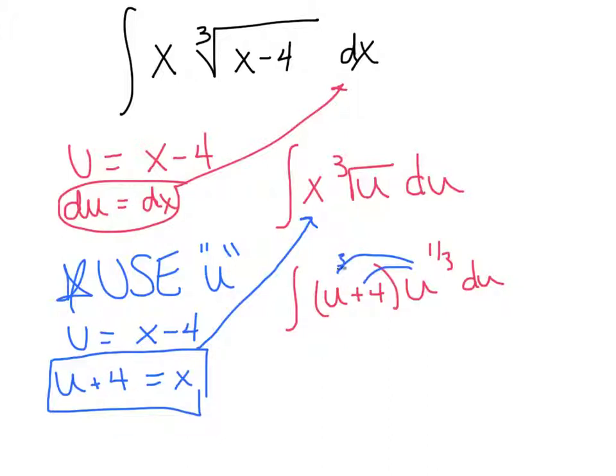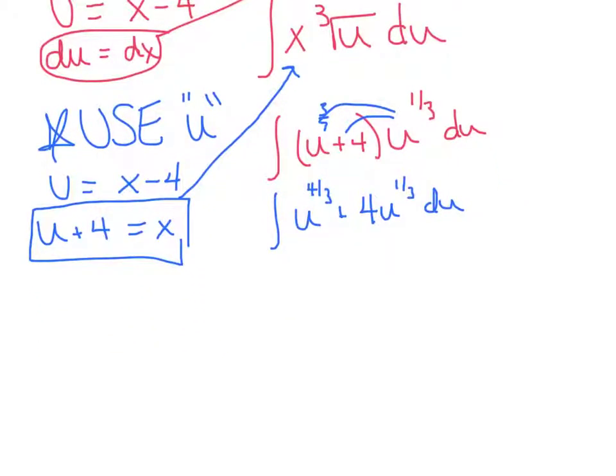I'm going to call this 3/3. When I multiply, I add exponents. So I get u to the 4/3 plus 4u to the 1/3 du. And now I've got a real nice integral. I can say that's u.